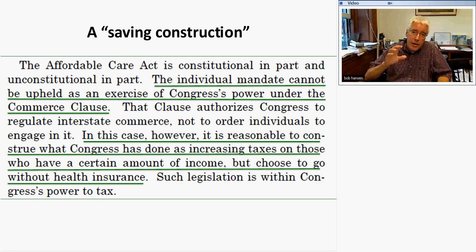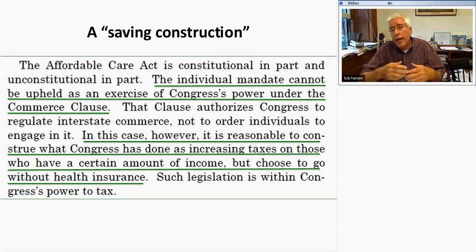Now very interesting is the interpretation of the Supreme Court takes away any illegality, and an interesting question: does it also take away any unethicality or immorality of not having insurance? If you read it, it's real clear. It is not against the law to go without insurance and pay your tax. It's against the law to go without insurance and not pay your tax. But you do not have to have insurance. You just have to pay the tax.